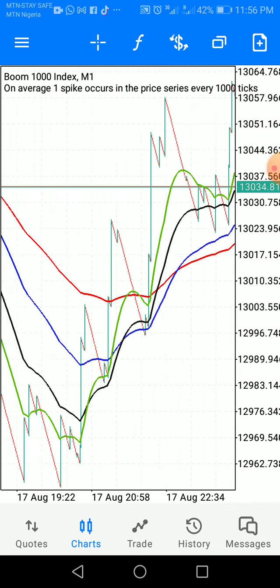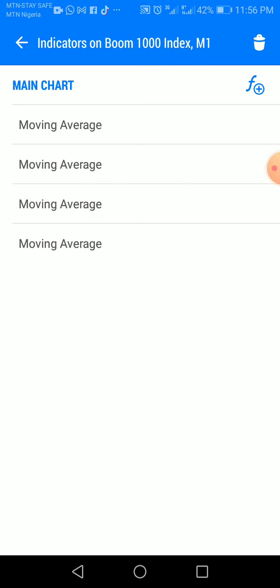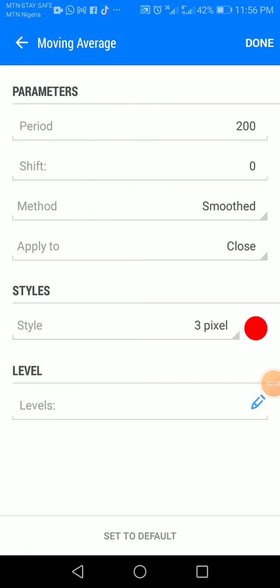As you can see, there are four moving averages here. Let me show you the settings first. The moving average 200, smoothed, apply to close. Style 3 pixel. You can change that to whatever you want.